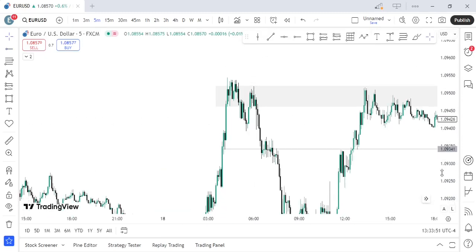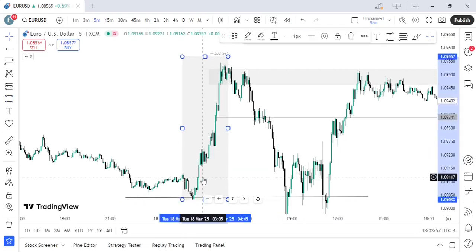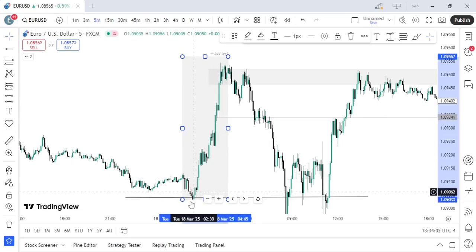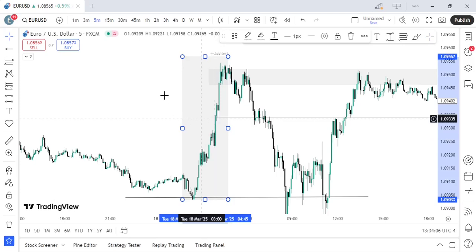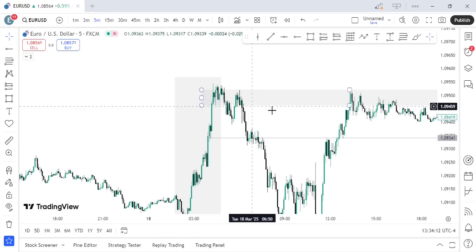Okay, so on the 5 minutes time frame, this right here is a range. This is the range, right? So as you can see, price was on a bullish momentum on the 5 minutes time frame. This was our first low, this was the second low, this was the third low, and this was the fourth low. So as you can see, price came all the way down just to break this structure. So this right here is a change in character.